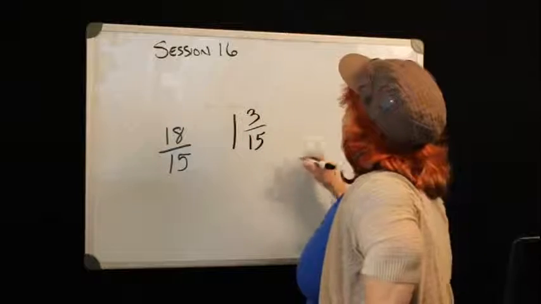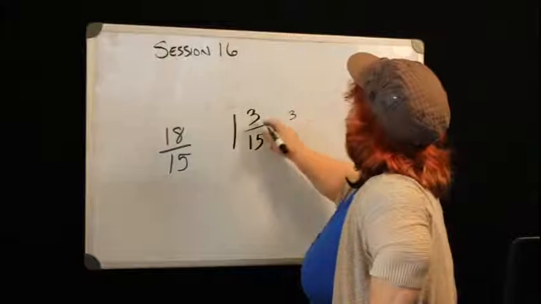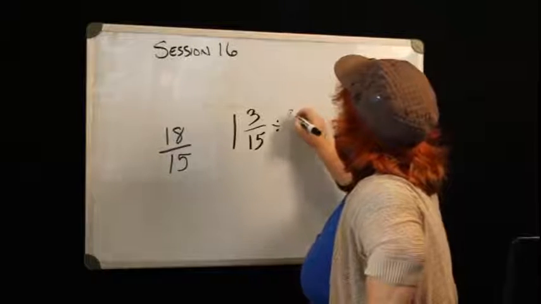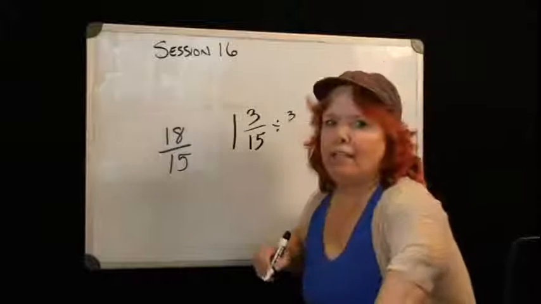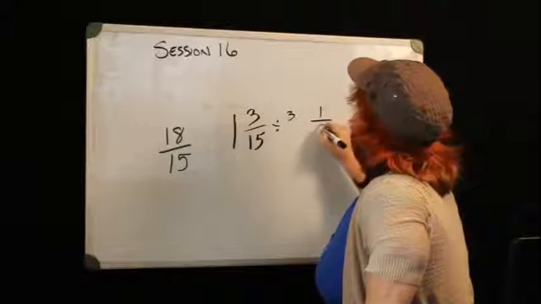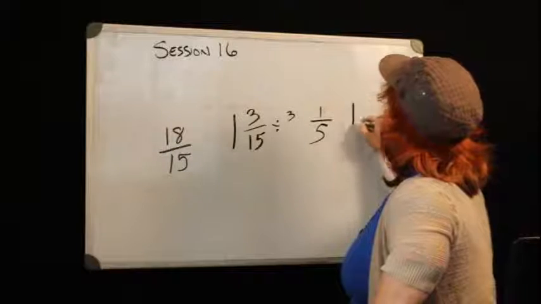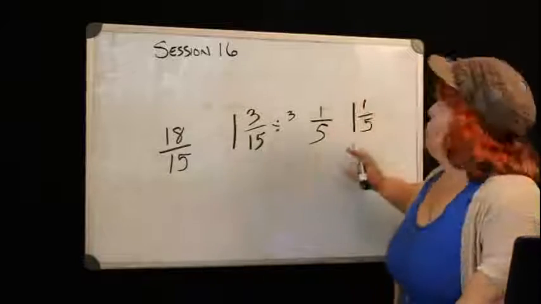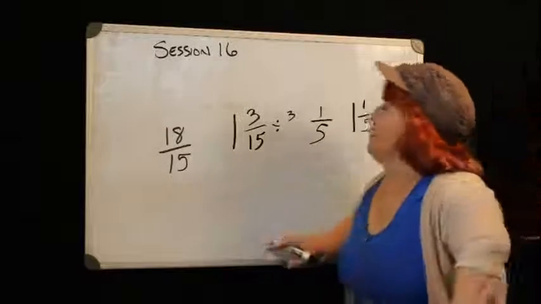3. By 3? Okay. So if I divide 3 by 3, what do I get? 1. And if I divide 15 by 3, what do I get? 5. So this number can be simplified by saying it's 1 and 1/5. Now can I simplify it any more? No. That's as simple as it is.